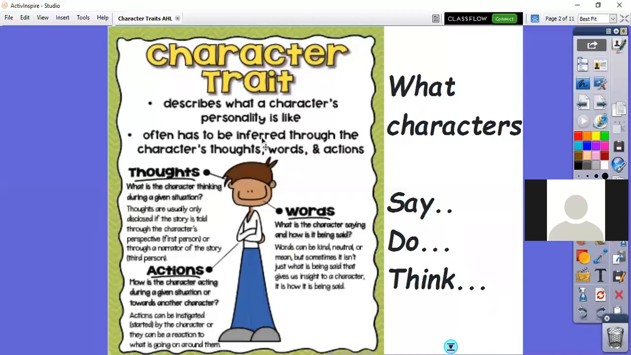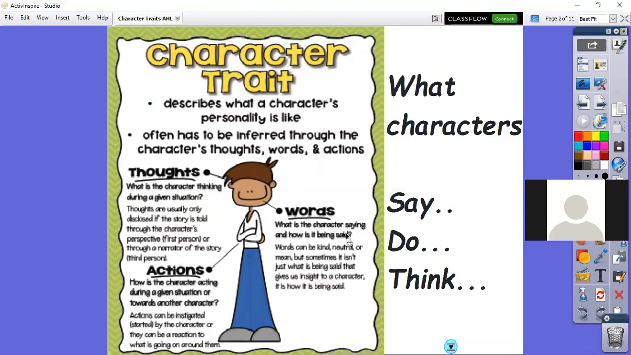So, character traits describe what a character's personality is like. It often has to be inferred through the character's thoughts, their words, and their actions. So what are they saying? What are they doing? What are they thinking? Thoughts. What is the character thinking during a given situation? Thoughts are usually only disclosed if the story is told through the character's perspective, first person, or through a narrator of the story, which is third person. So that's how we're able to see what the character is thinking.